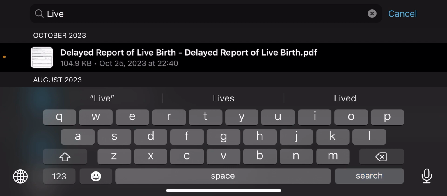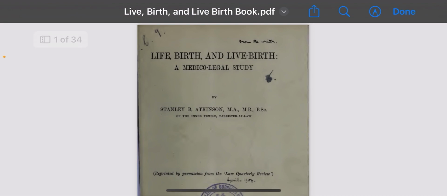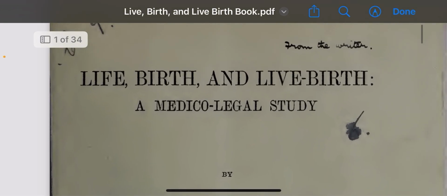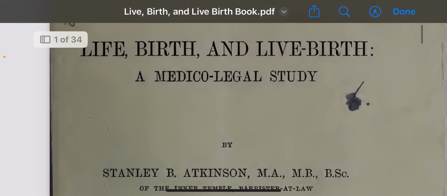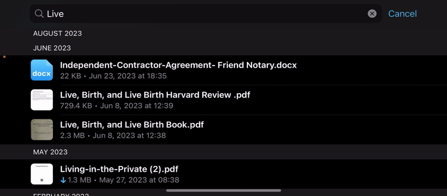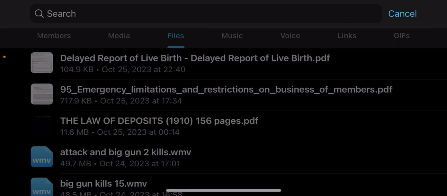This has been a concept that's been around for a while. You see this book right here? Live Birth and Live Birth: A Medico-Legal Study. This was written in 1904. So when I told you live birth, live born, and born alive is a legal term, Harvard did a law review on this book in 1904. Now, by operation of law, now let's go look at the contract.